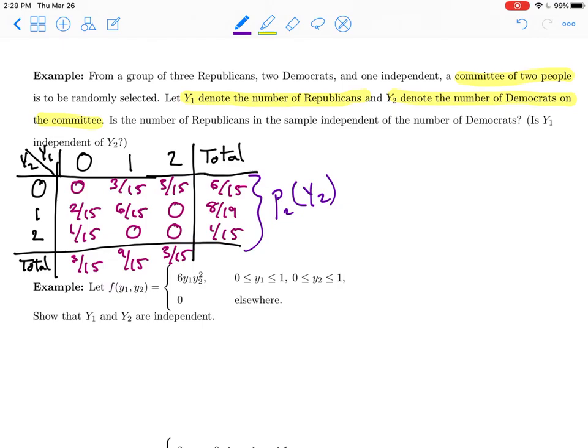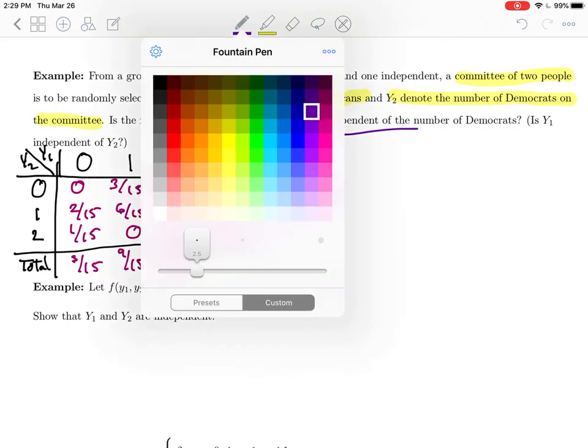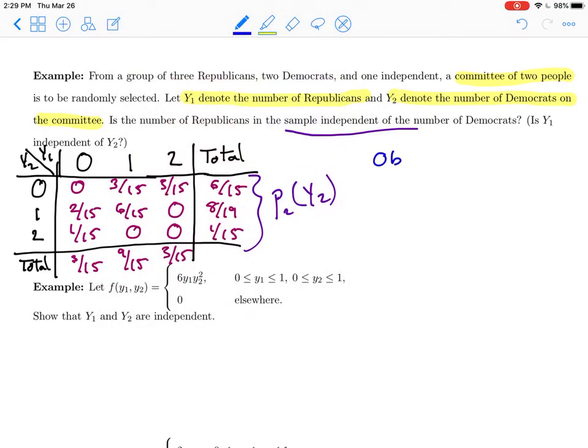And so we want to know, is this sample independent? Is the number of Republicans independent of the number of Democrats? If it's independent, then every single one of the values in the body of the table should come from taking a product of the marginal probabilities. So we could observe the probability of having 2 Republicans on the committee and also 2 Democrats. That's this value right here.